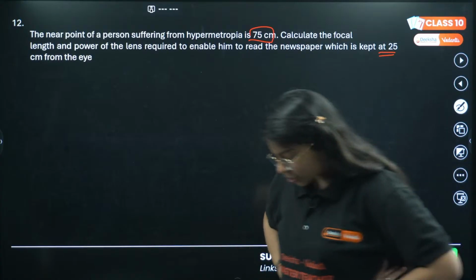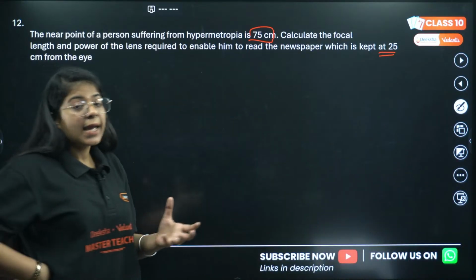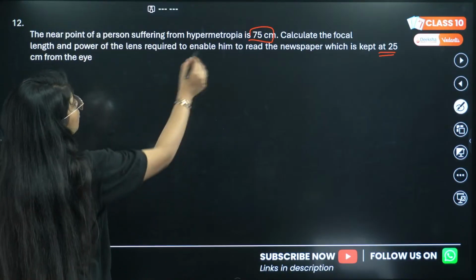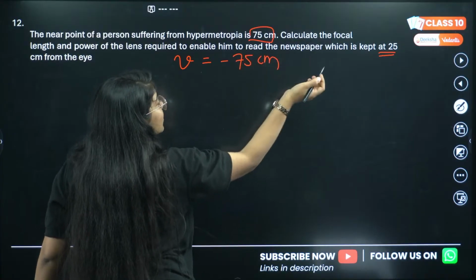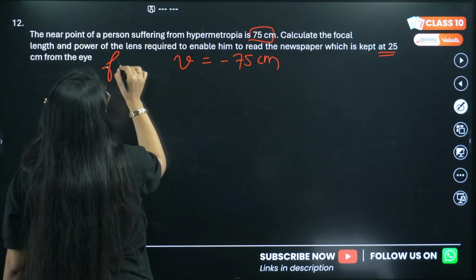Okay, let's solve this question. Again, the question is near point. So 75 centimeter is the image distance. We have to calculate the focal length.